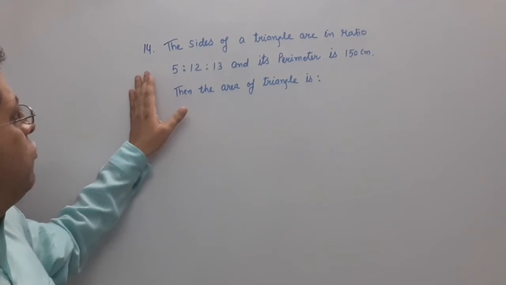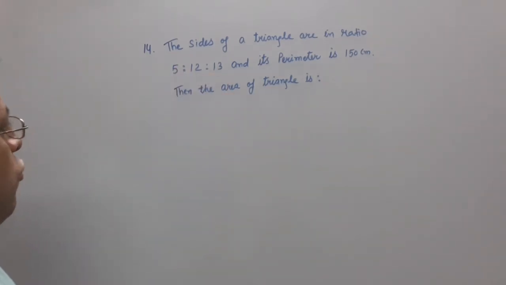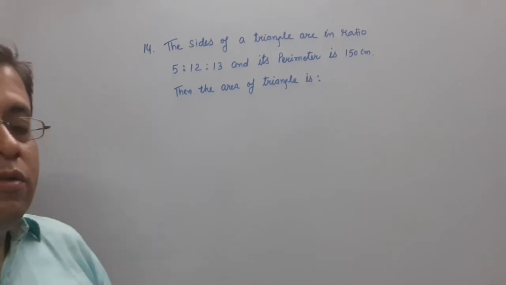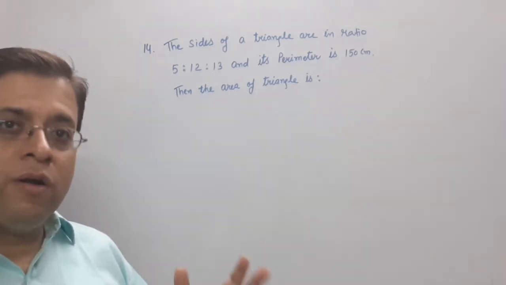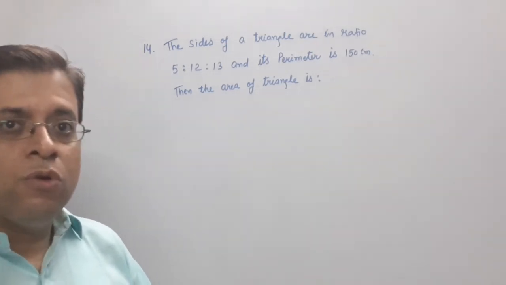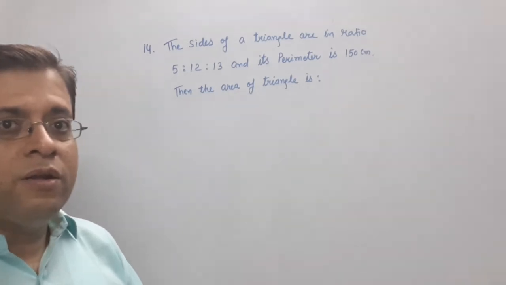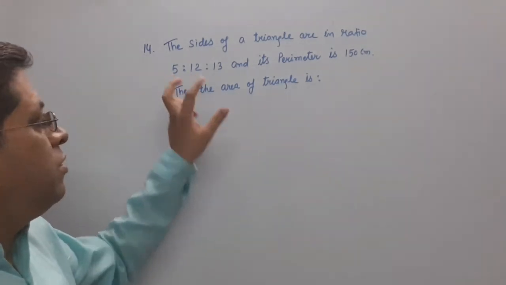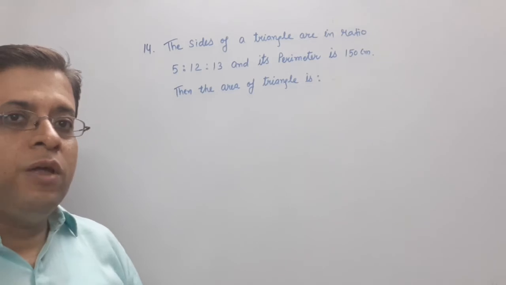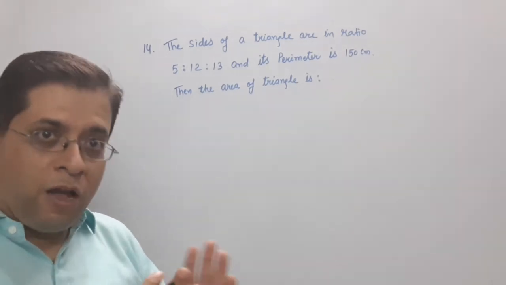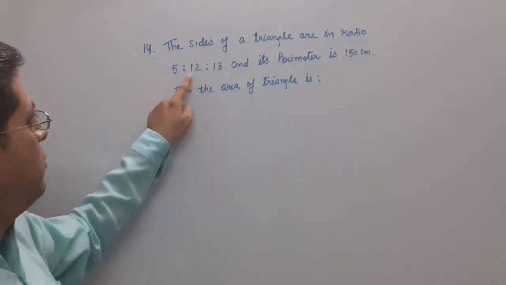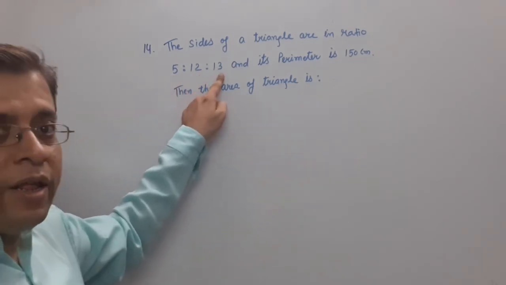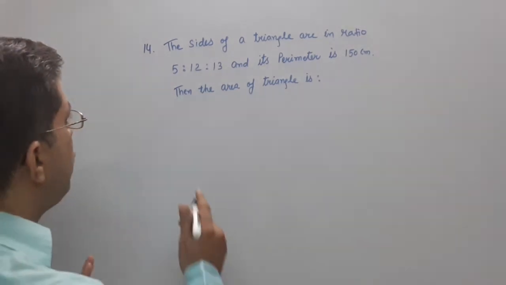Yes. Now the next question is: the sides of a triangle are in ratio 5:12:13 and perimeter is given to you, 150. Then what will be its area? Okay, it can come in short also. It can come in 1 mark also. It can come in 2 marks also. In short, how can we do it? Because we have been given that sides are in ratio, then what will be its actual sides? See here, this will be 5x, 12x and 13x. These are the actual sides of it.